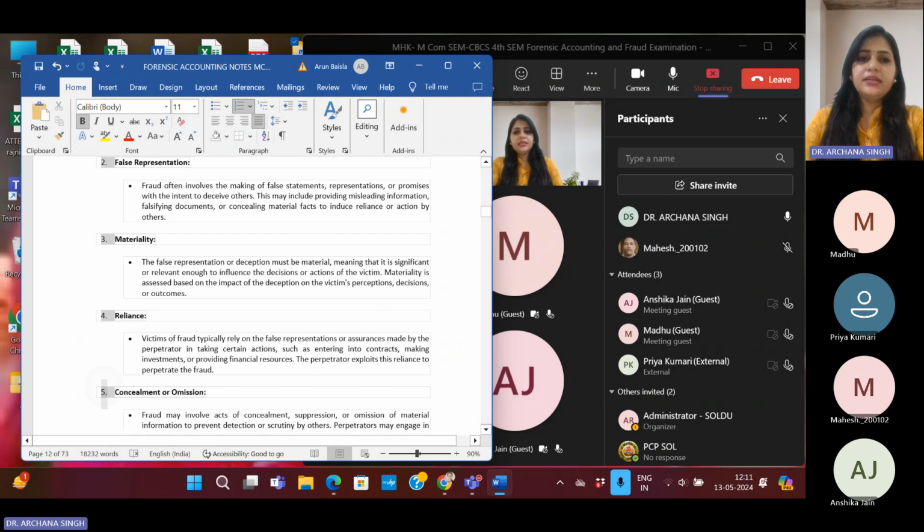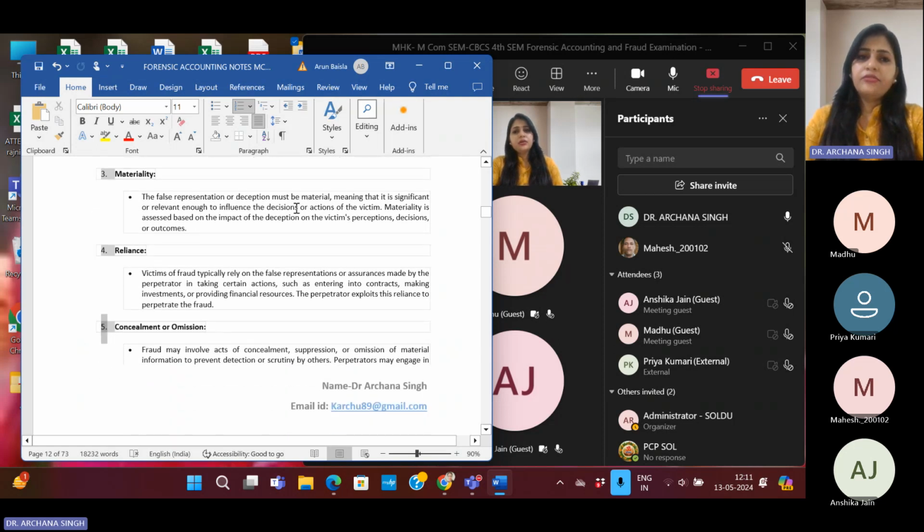Then materiality. Materiality means the false representation or deception must be material, meaning it is significant or relevant enough to influence the decision or actions of the victim. The false representation is significant and relevant so that it can influence the decision making of any person, and what happens then is that he or she will take a wrong decision and will be a victim. So materiality is assessed based on the impact of deception on the victim's perceptions or decisions, that is, how the person perceives things and based on that he or she takes the decisions.